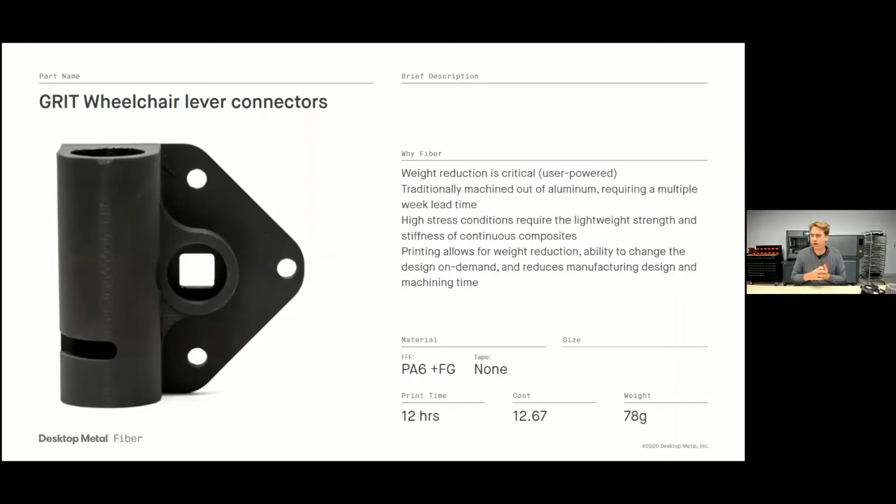This was printed out of nylon mixed with fiberglass, at a cost of just about $12.67. Again, a 12-hour print time, printed overnight, ready to install on the wheelchair the next day for this extremely light, strong part.